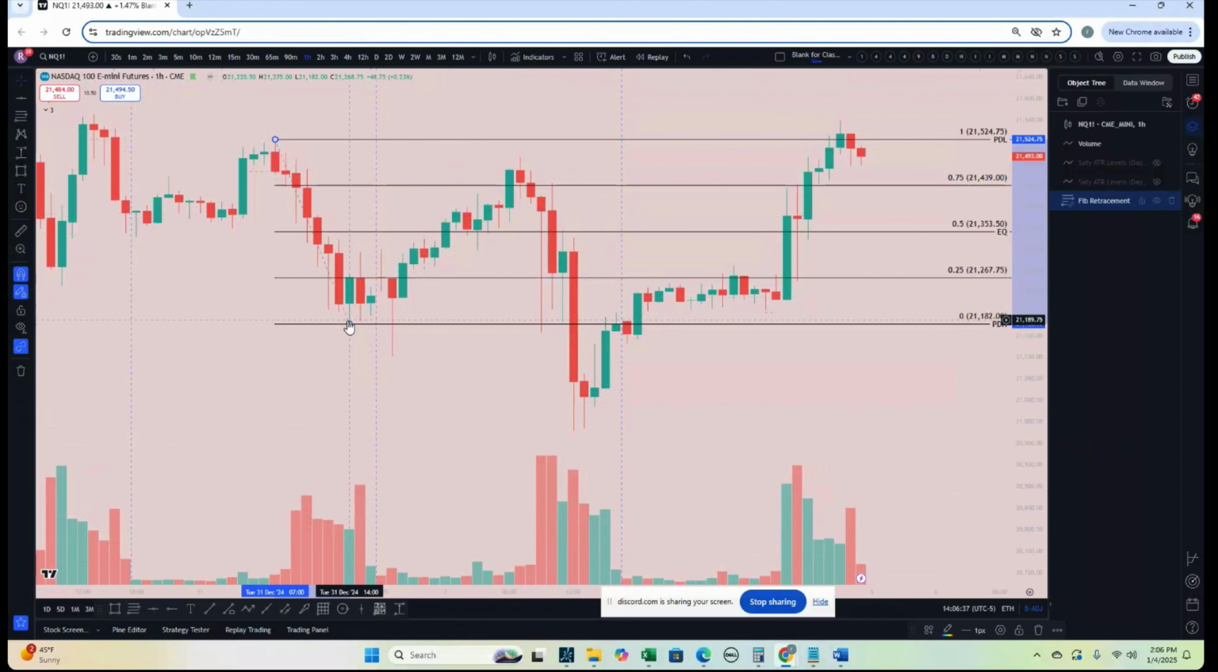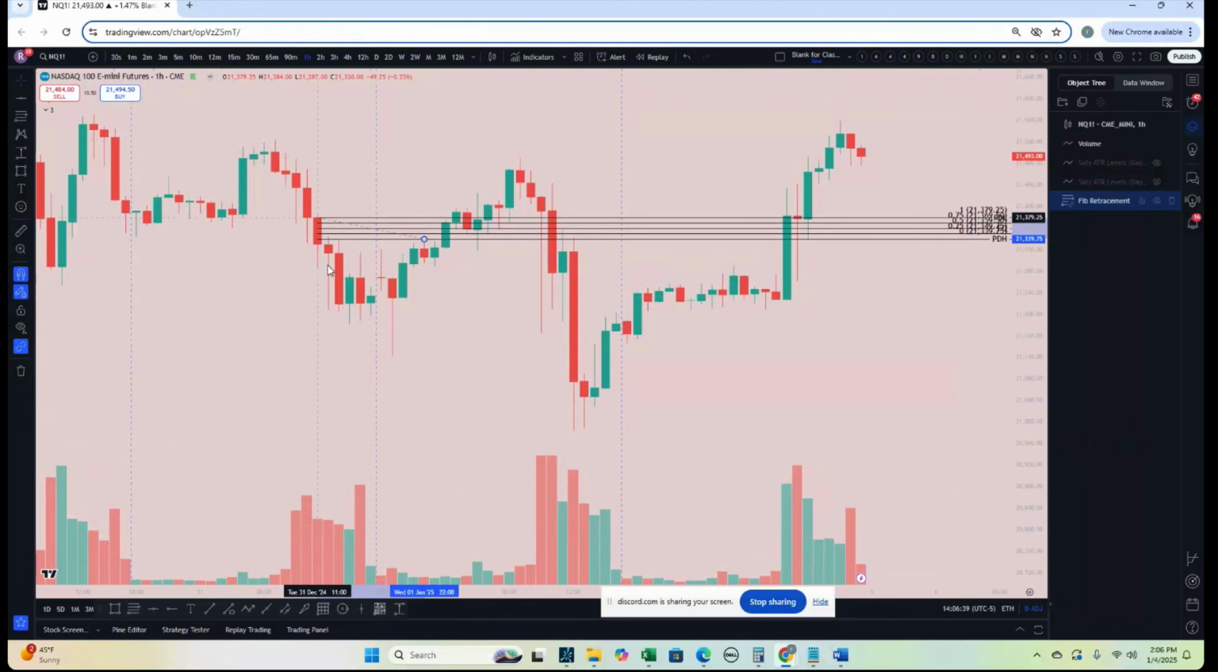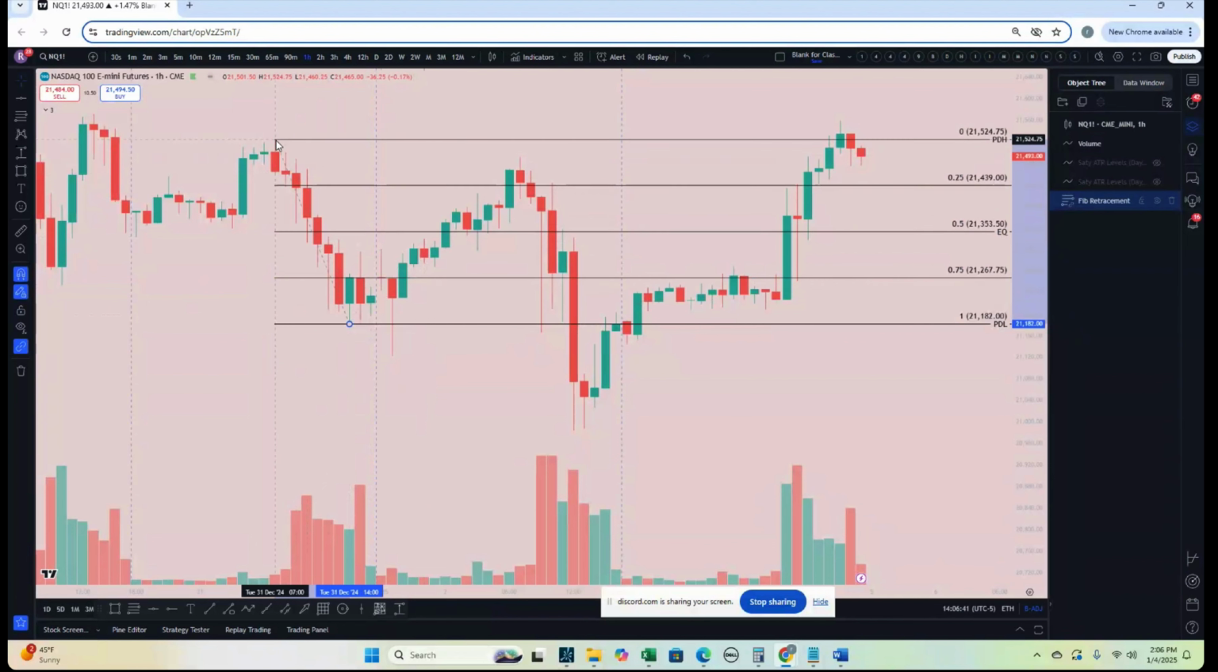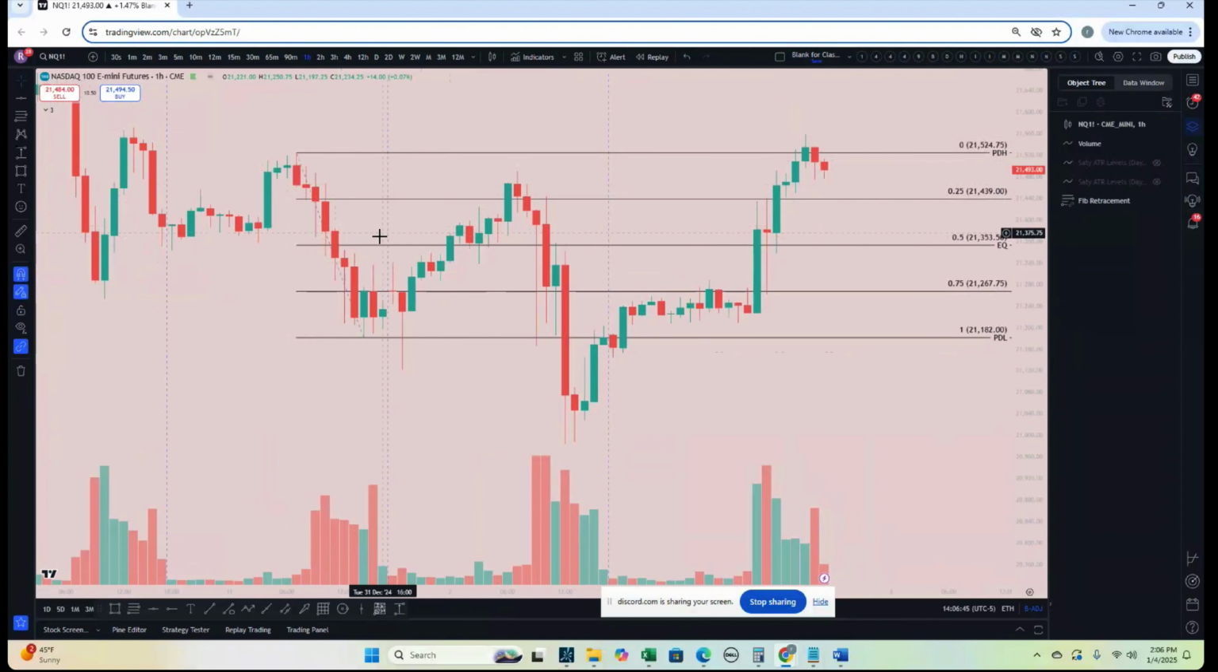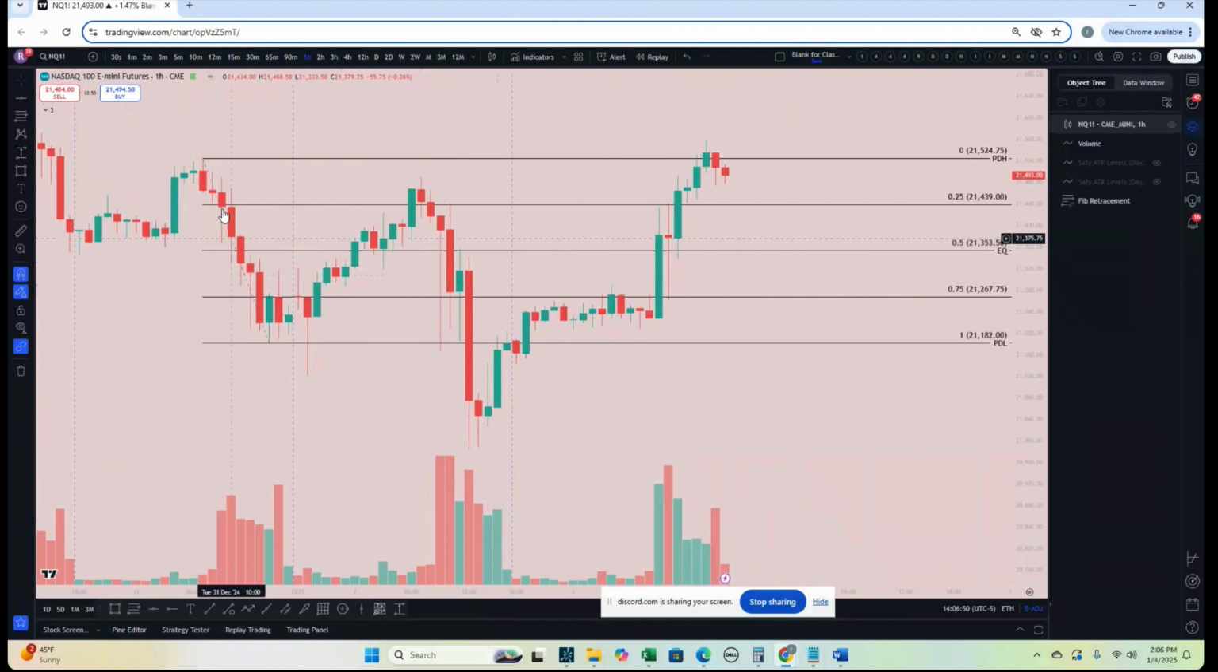There we go. Quarters. Actually, no. Here we go. Boom. All right. Got my previous day high, got my 50%, and got my previous day low. Those are important to me. Those are the first things that are important to me.